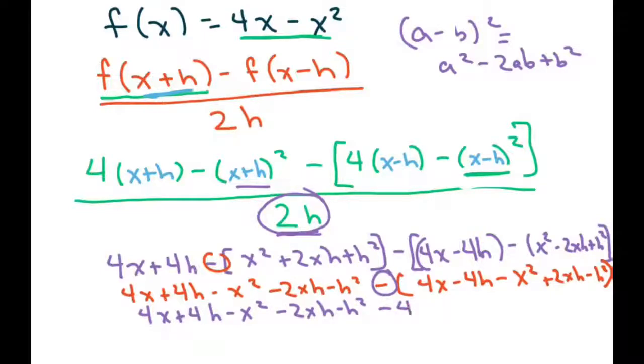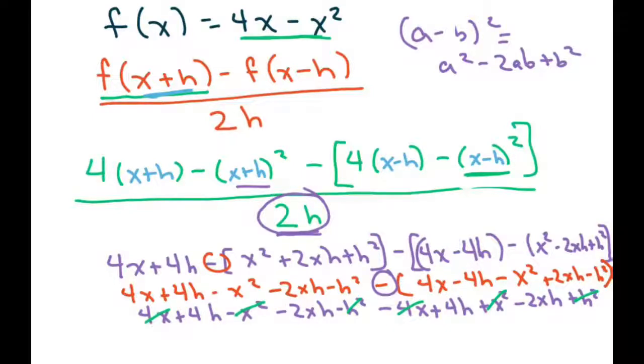Get minus 4x plus 4h plus x squared minus 2xh plus h squared. Now before we go on to the next slide, let's see what we can cancel out. These two cancel. This one doesn't. The x squares cancel. These two don't. The h squares cancel.